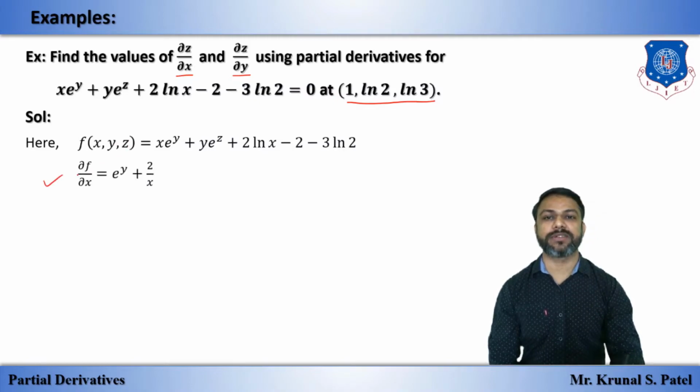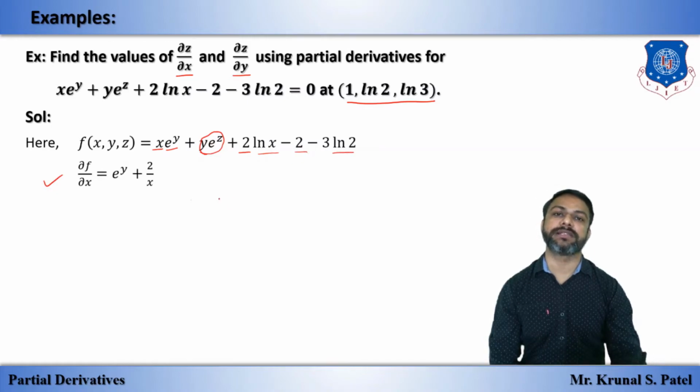So first we will differentiate with respect to x. Differentiation of x is 1, e raised to y is constant, so as it is. And in this term there is no x, so the whole term is constant, so it will be 0. 2 as it is. Differentiation of ln x is 1 by x, and differentiation of this 2 constant is 0.